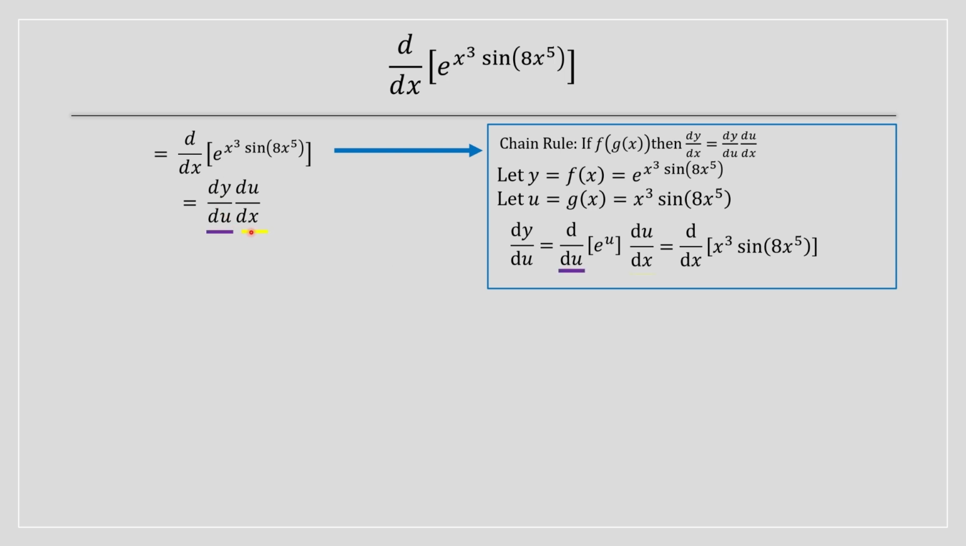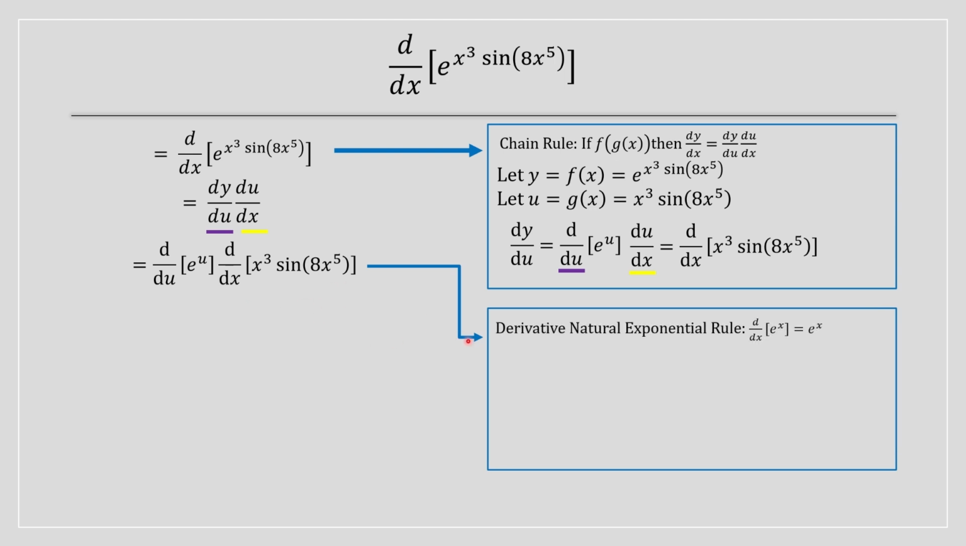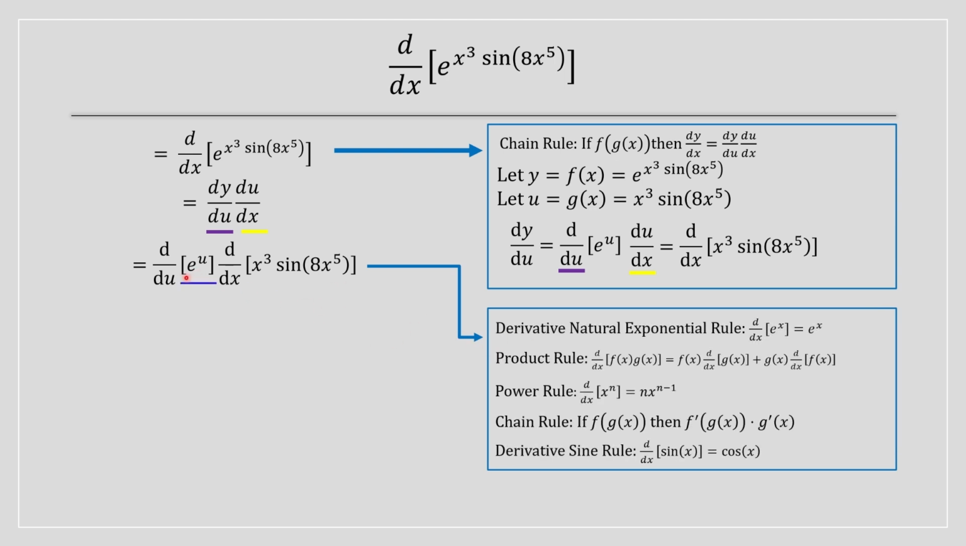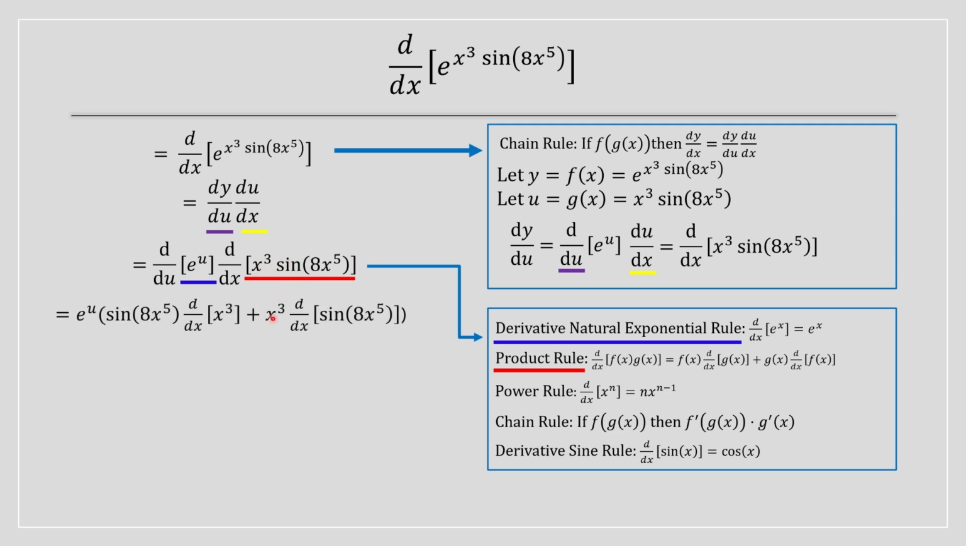Then we do the necessary substitutions, and we acquire this expression, and we have to do our derivatives. The first derivative over here is obviously the e to the x rule. Then over here we have to apply the product rule because there's a multiplication going on. When there's still multiplication going on between two functions, we have to apply the product rule. Then we get this. Then over here we have to apply the power rule, and over here we have to apply a chain rule.